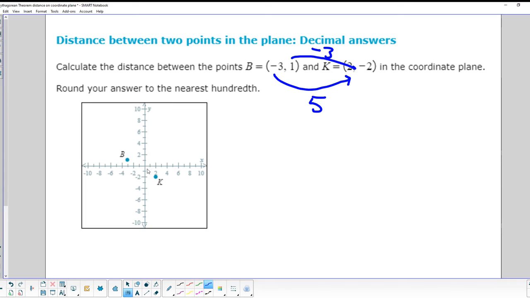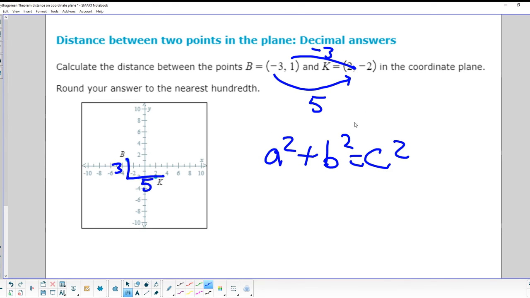So let's look at our formula. A squared plus b squared equals c squared. So we know that this distance along the bottom here is 5. This distance along here is 3. Now we've called it -3 because we're going down. Excuse me, so it's going down. So let's take a look at how that works.